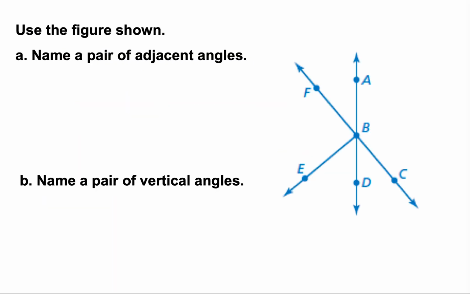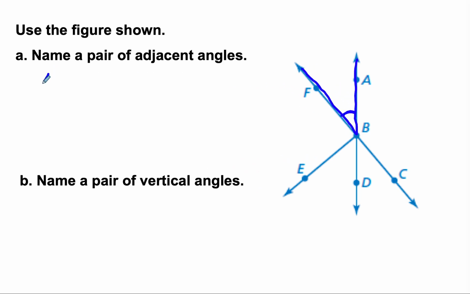So in our lesson today, our first type of problem is looking at a figure and then naming adjacent and vertical angles. All right, so let's start. Name a pair of adjacent angles. I'm just going to pick this first one to be my first one. It doesn't really matter, I could pick any one I want. But I'm going to pick this angle right here.